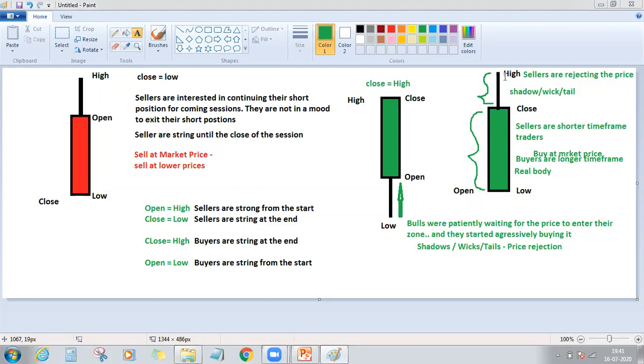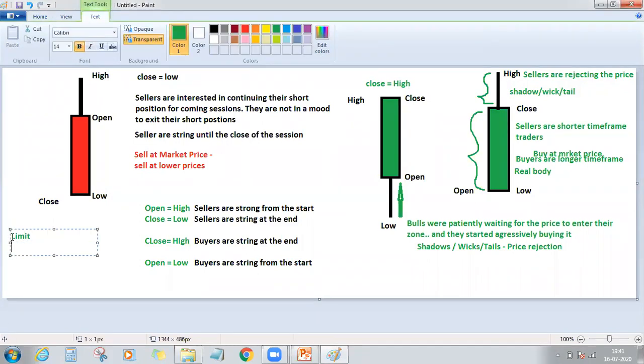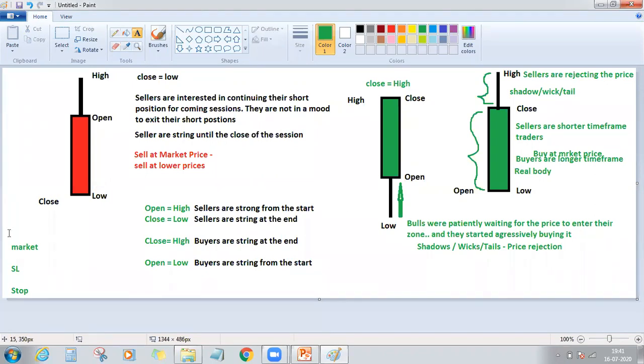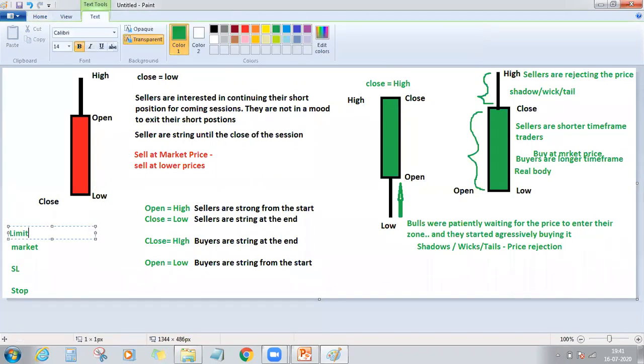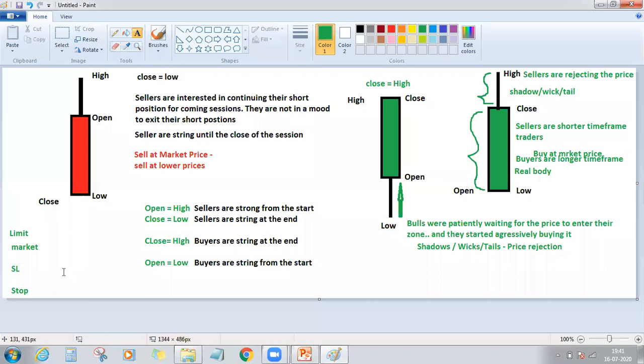Transaction is nothing but the type of the order. And how many types of orders do we have? Limit order, market order, stop loss order, and stop order. Now the stop loss and stop orders won't make any difference to the price, but the limit and market orders are what change the price direction.